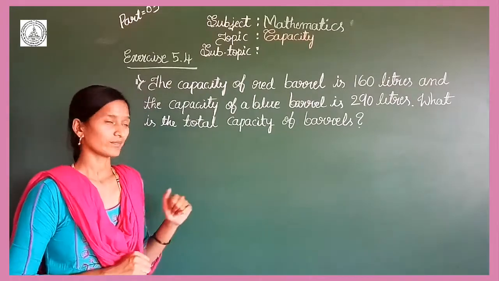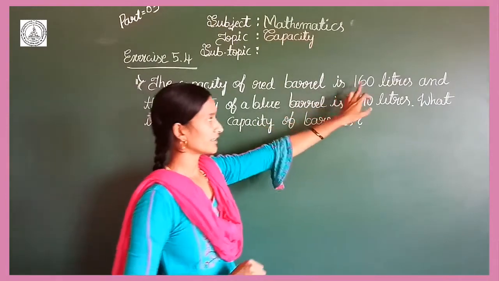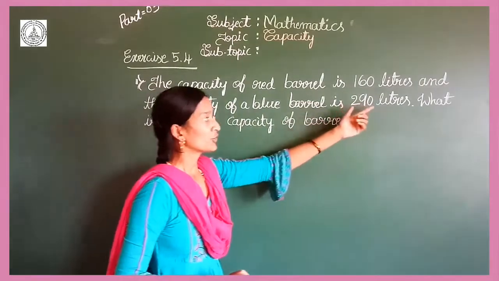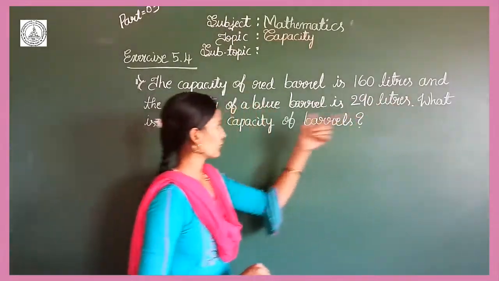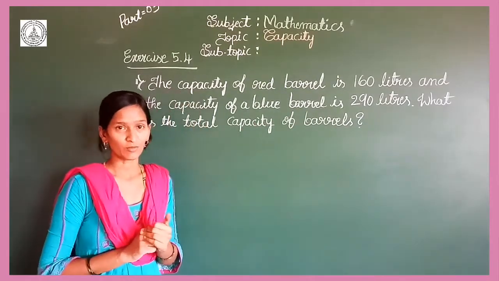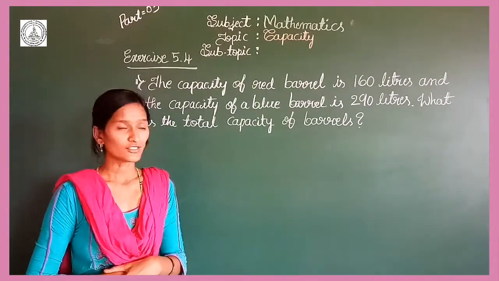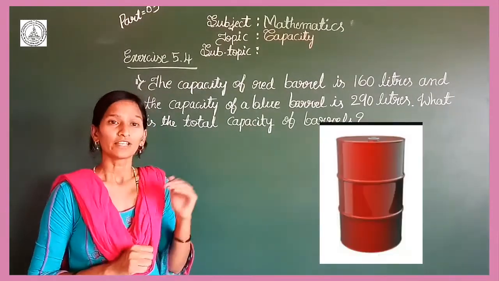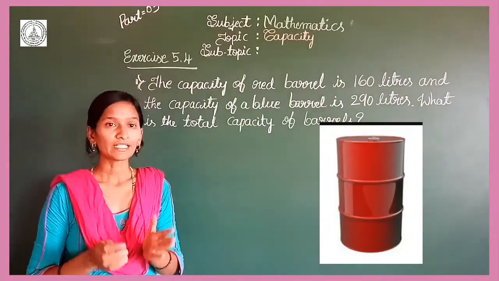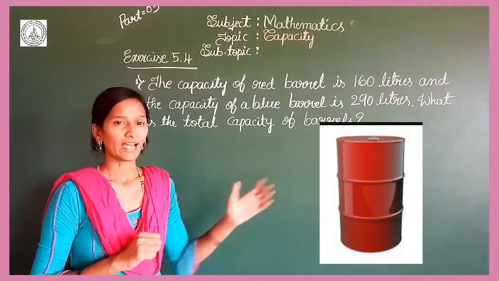In that the first problem. Okay. See, look here. The capacity of red barrel is 160 liters and the capacity of blue barrel is 290 liters. So what is the total capacity of barrels? So this is the first word problem, right? So first of all, what is barrel? Do you know that, students? So look here, this is a barrel. We are using this barrel to store the large amount of oils. For example, kerosene and some vegetable oils are stored in this barrel, right?